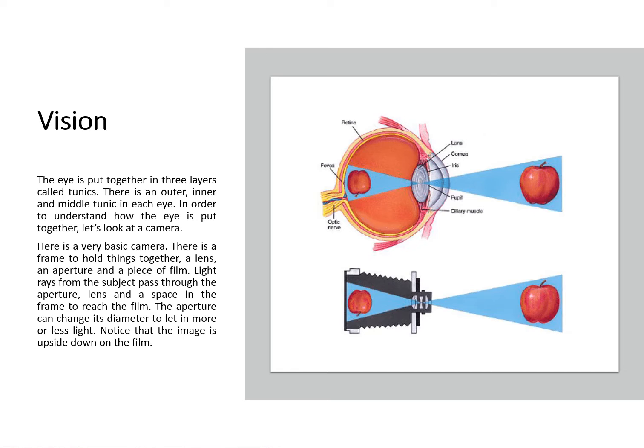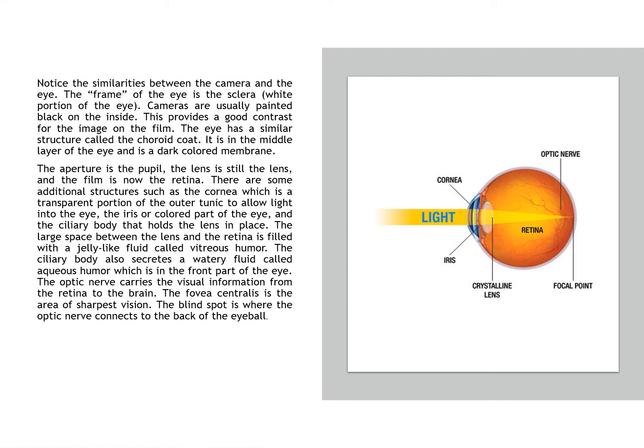Light rays from the subject pass through the aperture, lens, and a space in the frame to reach the film. The aperture can change its diameter to let in more or less light. Notice that the image is upside down on the film. Notice the similarities between the camera and the eye. The frame of the eye is the sclera, which is the white portion of the eye. Cameras are usually painted black on the inside. This provides a good contrast for the image on the film.